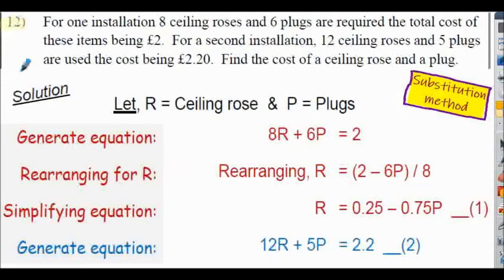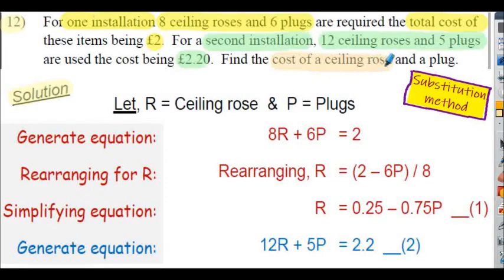Here's question 12, commencement of the solution. So again, reading the question, we have one installation of 8 ceiling roses and 6 plugs, having a total cost of £2, and a second installation of 12 ceiling roses and 5 plugs, having a total cost of £2.20. We've got to find the cost of a ceiling rose and a plug. So again, as with question 11, when specifying notation, capital R is the cost of one ceiling rose, so P is the cost of one plug.